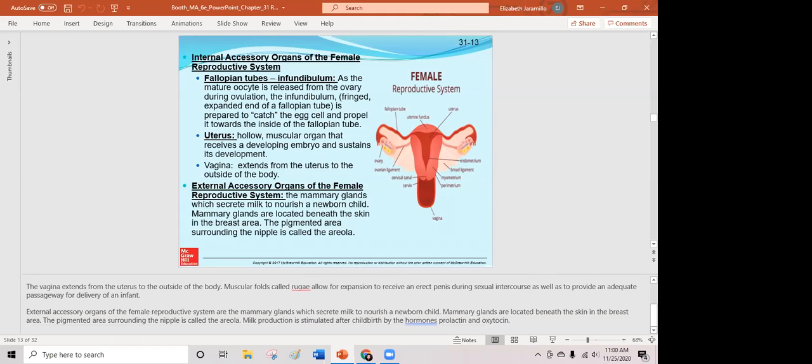The external accessory organs of the female reproductive system are the mammary glands, which secrete milk to nourish newborn children. Mammary glands are located beneath the skin in the breast area. The pigmented area around the nipple is called the areola. Milk production is stimulated after childbirth by hormones. The prolactin and oxytocin kick in, and that's what kicks in the mammary glands to start milk production.